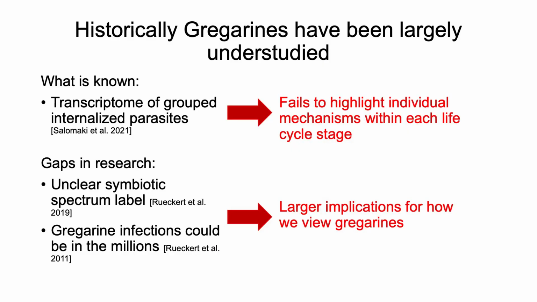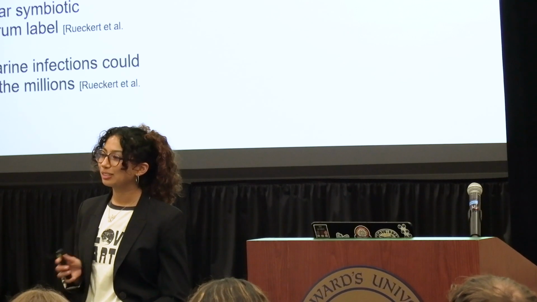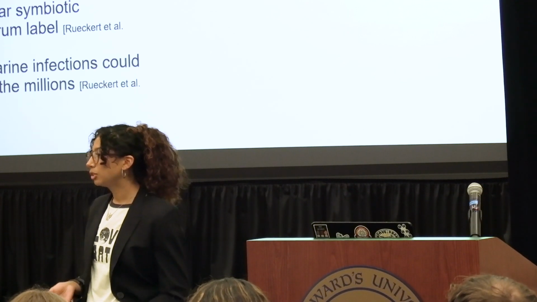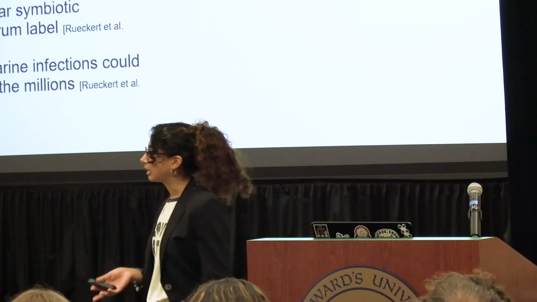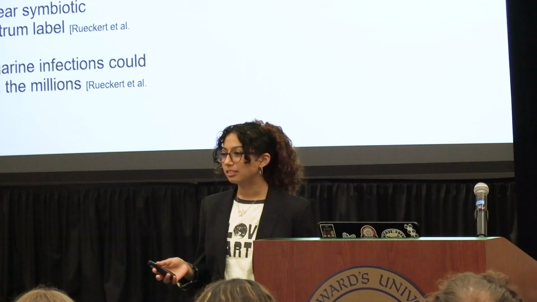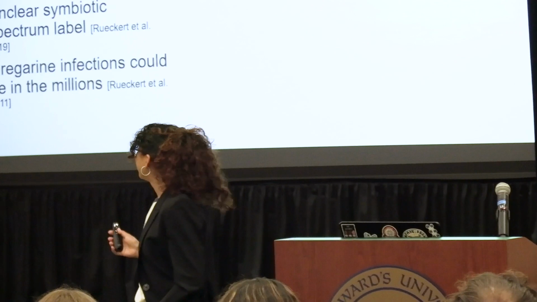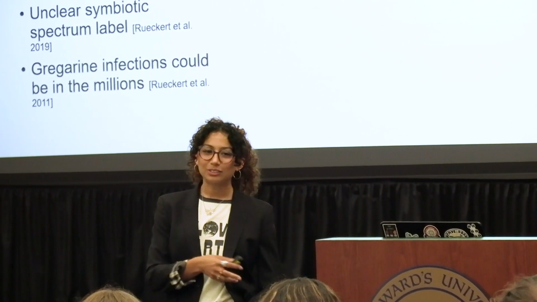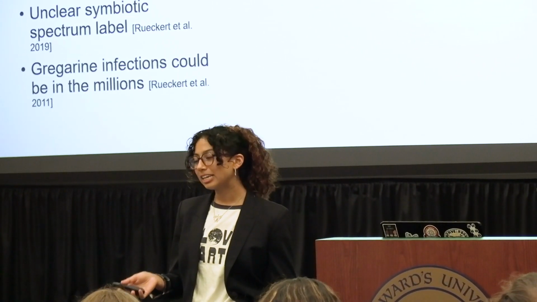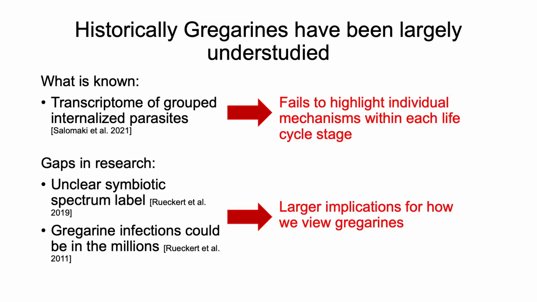It's important that we do this because currently there's no preventative treatment against Cryptosporidium. Additionally, Cryptosporidium can be found across numerous sources such as food, water, soil, and contaminated surfaces. It's also important that we study gregarines because they are a very understudied species. Currently, there's only one known transcriptome of grouped internalized gregarine parasites. But this group transcriptome fails to highlight the individual mechanisms between the life cycle stages. Additionally, it's unclear where our gregarines lie on the symbiotic spectrum and if they should even be considered parasites at all. Lastly, although gregarines are known to infect nearly all invertebrate clades, their true infection rates are unclear. So gregarine research provides larger implications for how we can view gregarines as a whole.